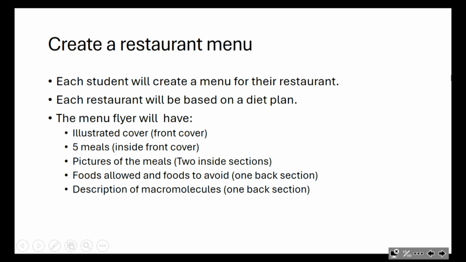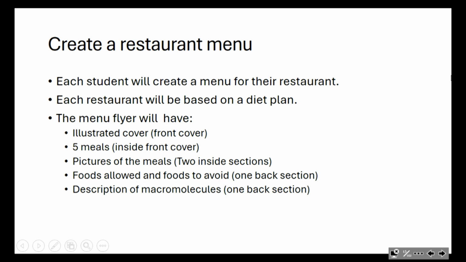So here's what you're doing. You're gonna create a menu for your restaurant. You pick a diet and you make a menu based off of it, okay? Each restaurant will be based on a diet plan. So any diet plan that you pick here is fine. Then once you have your paper folded into thirds like that, follow these directions. So you're gonna come up with an illustrated cover, come up with a name for your restaurant, maybe what it looks like, and that's gonna be on the front cover.